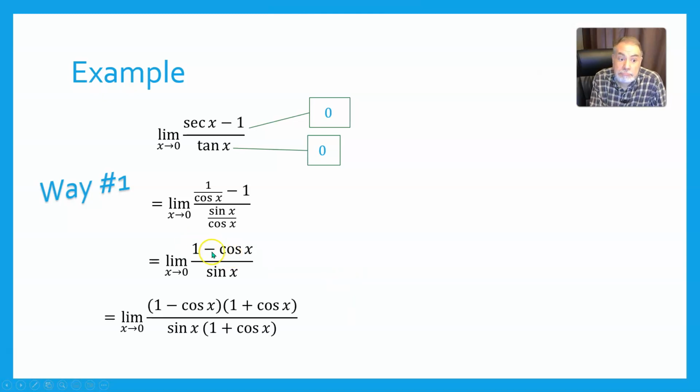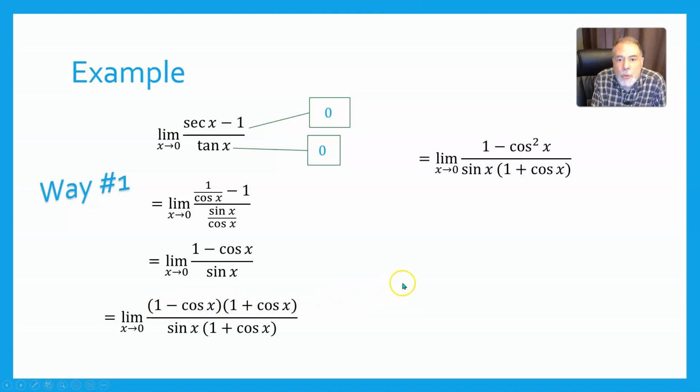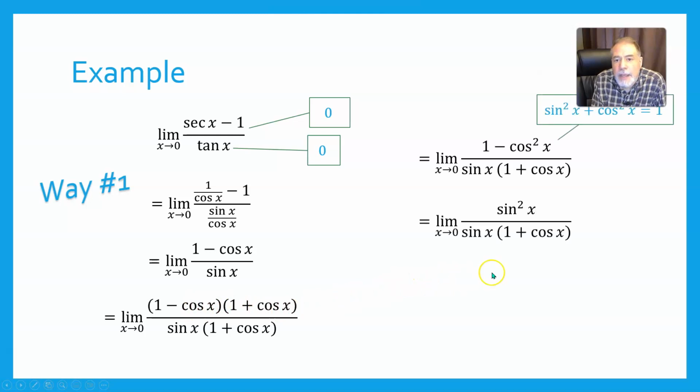I could pull out my old trick of multiplying the 1 minus cosine x by 1 plus cosine x, by the same thing but with a plus instead of a minus, because when I multiply that out, I get 1 squared minus cosine of x squared. And then using that Pythagorean trigonometric identity that says sine squared plus cosine squared is always equal to 1, 1 minus cosine squared is equal to sine squared.